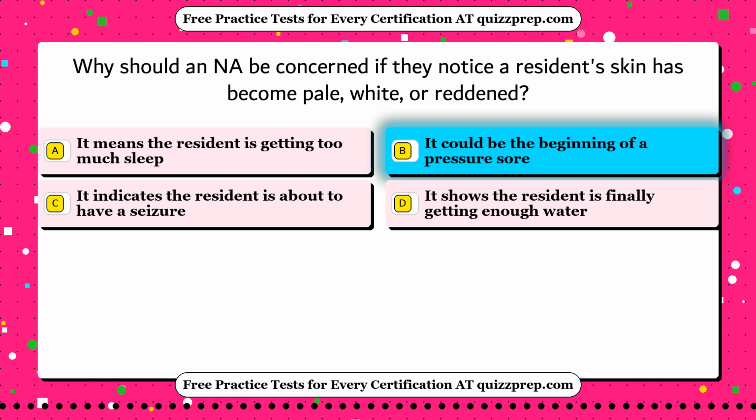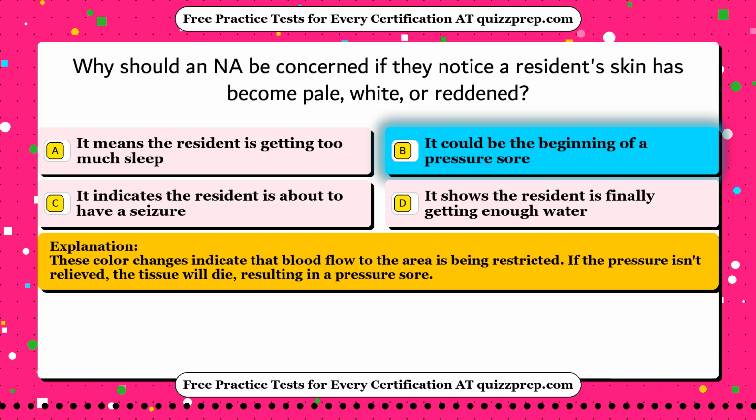The correct answer is option B. It could be the beginning of a pressure sore. These color changes indicate that blood flow to the area is being restricted. If the pressure isn't relieved, the tissue will die, resulting in a pressure sore.